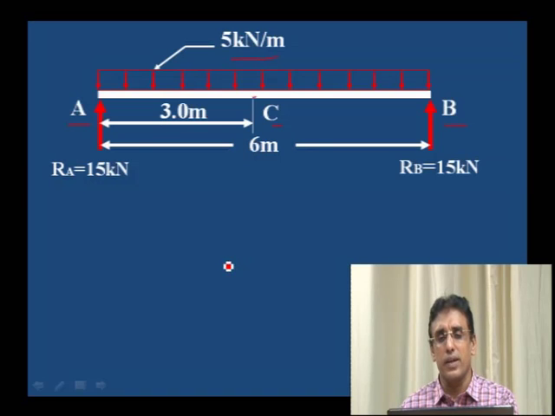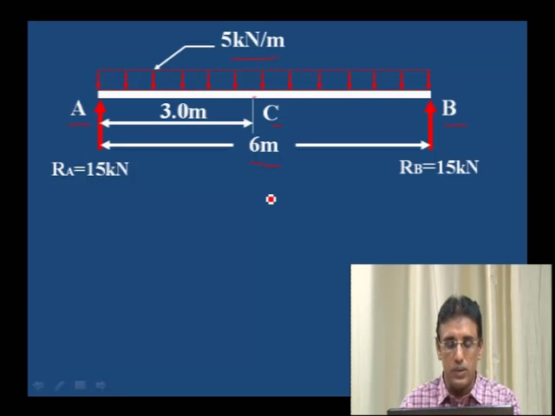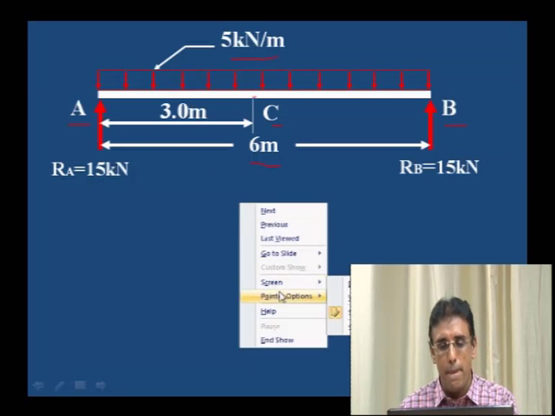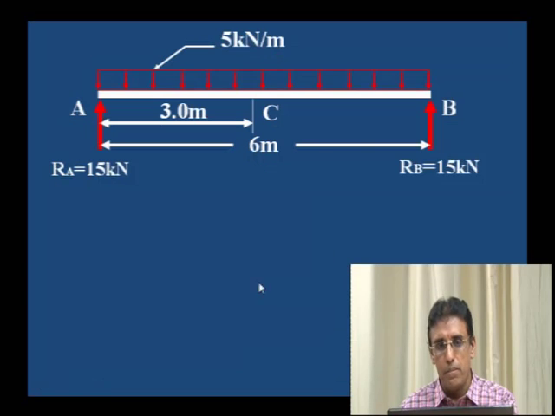I have given these cases in the first session. Maximum bending moment is equal to WL square by 8, and maximum shear force is WL by 2, and the maximum bending moment occurs at the center. But we will solve this problem step by step. This is the load, 5 kilonewton per meter. It is acting throughout its length. That means it is completely loaded.